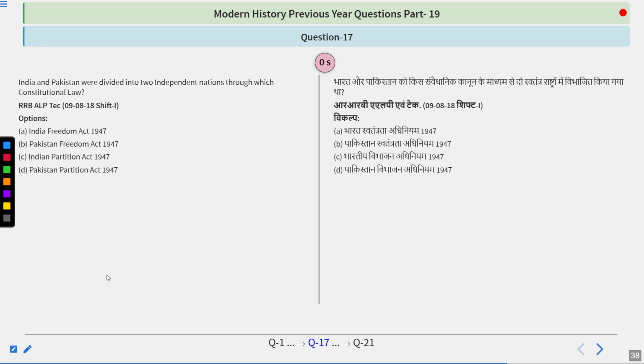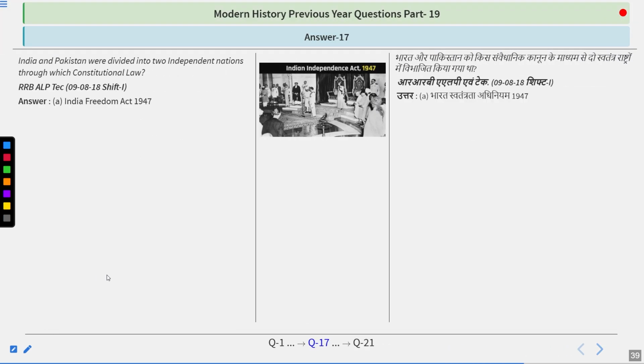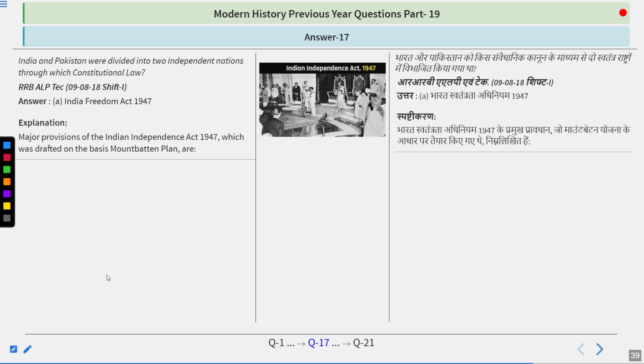And I guess the answer you are looking for is quite right, as the answer is Indian Independence Act 1947. If we talk about India and Pakistan, they were divided into two independent nations through the constitutional law called the Indian Independence Act 1947. Major provisions of the Act were drafted on the basis of the Mountbatten Plan. We just discussed in the last question the acts under which India and Pakistan were divided into two different parts.